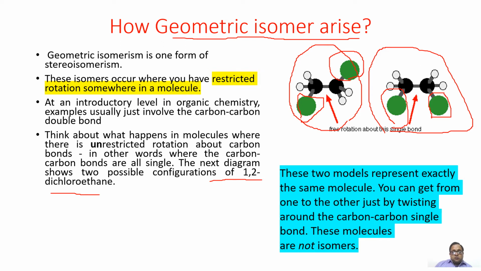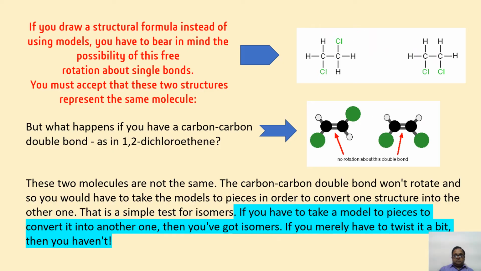So ideally, these two structures should be different, but they are not different. Why? It is because we can convert one structure into another just by twisting around the carbon-carbon single bond. So that's why they are not isomers.